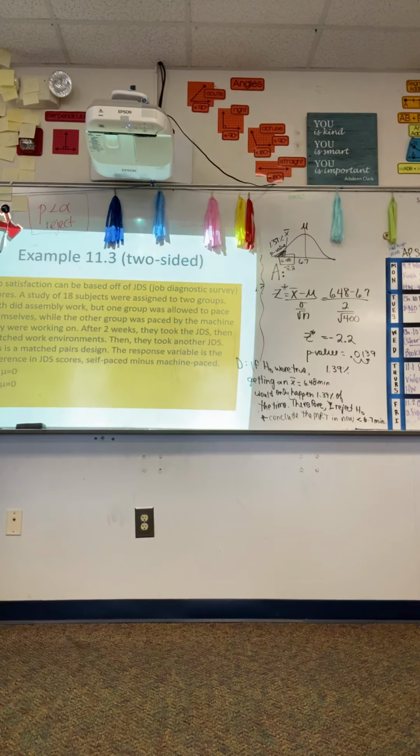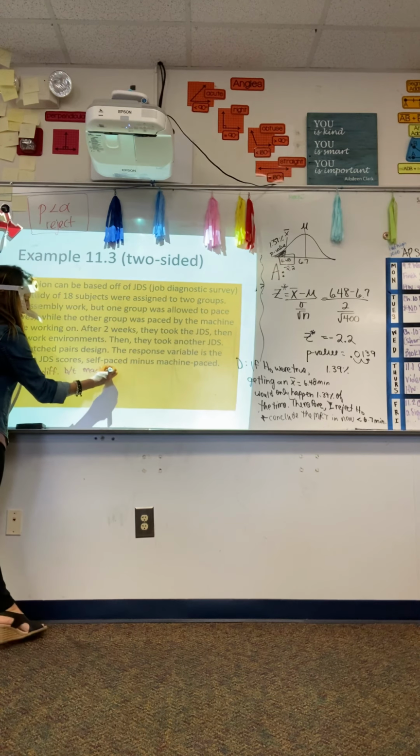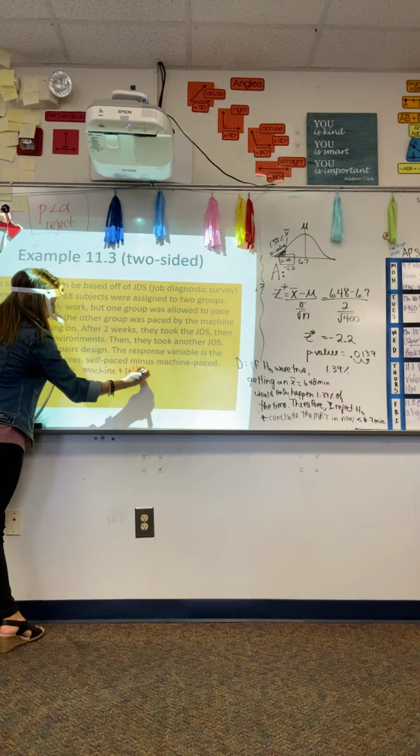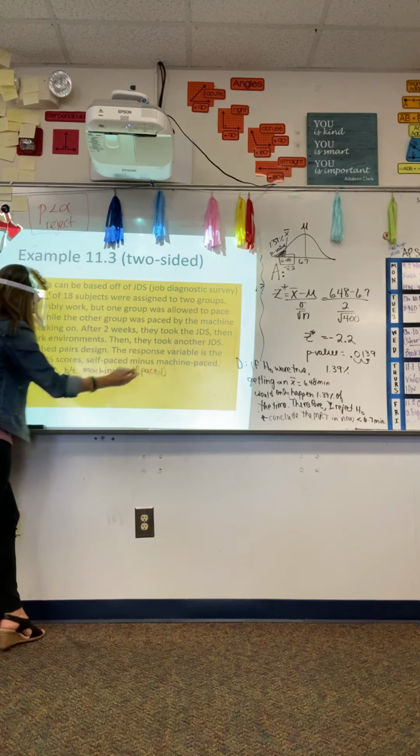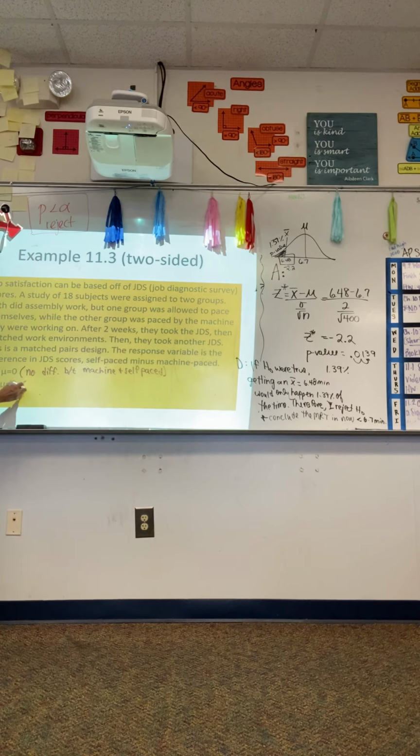So next to this, sometimes it helps to write in words. No difference between machine and self-paced. A not equals to would mean there is a difference between machine and self-paced. I'm not really sure which one they want. I don't know if they're going to be happier this way or happier that way. So I'm using a not equals to because I'm not sure which one they would prefer. I can't use a greater than or less than there, okay?